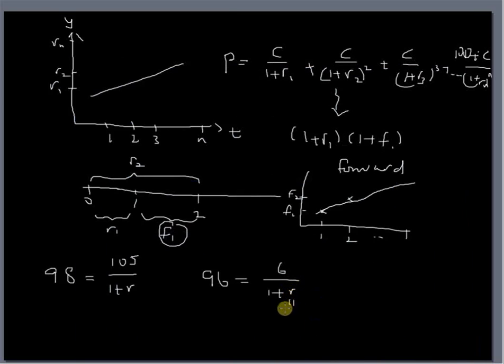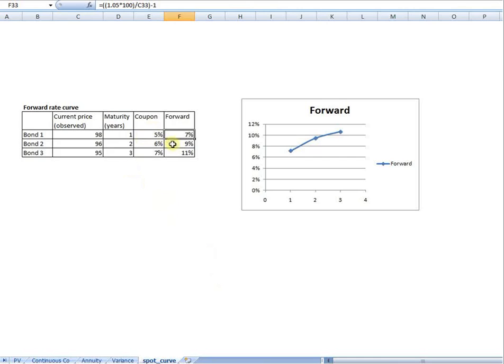1 plus R1, which we have already solved just now, is 7%, plus 106 divided by 1 plus R1, 7%, times 1 plus F1, which is the variable that we are trying to solve. So simply solve this equation to obtain F1, and F1 is obtained as 9%.